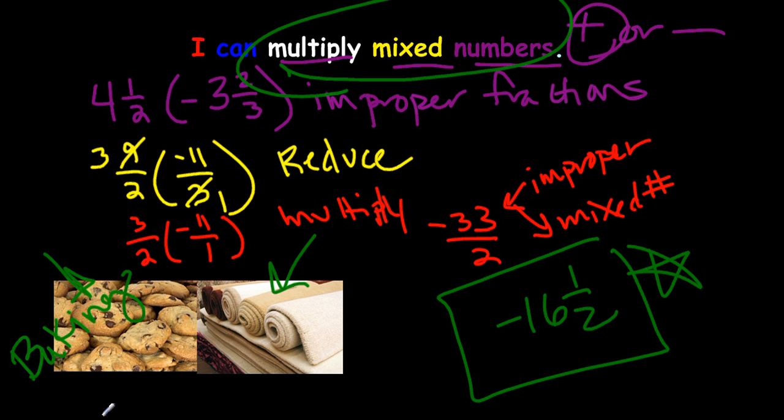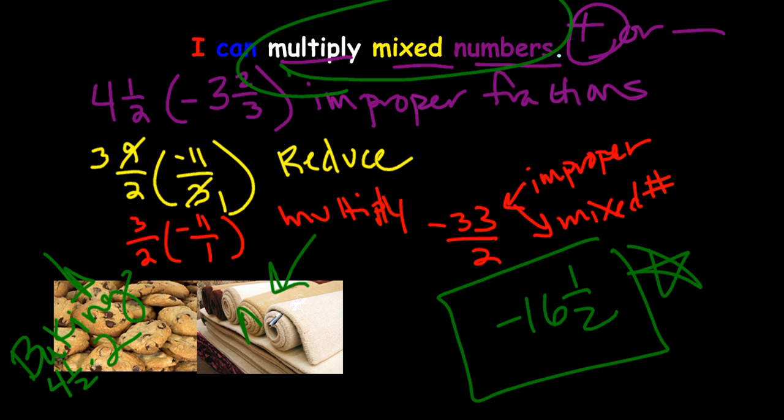Like if I were to tell you that this recipe for chocolate chip cookies calls for 4 1/2 cups of flour, and I want to make 2 batches of it. How much flour do I need? There would be a place.